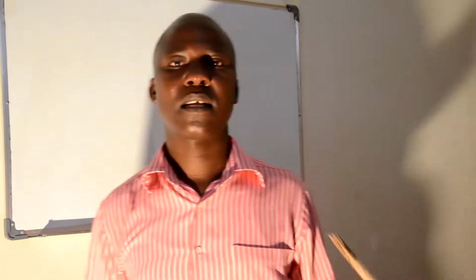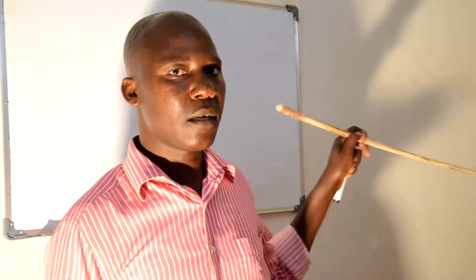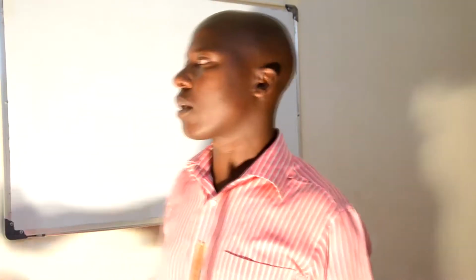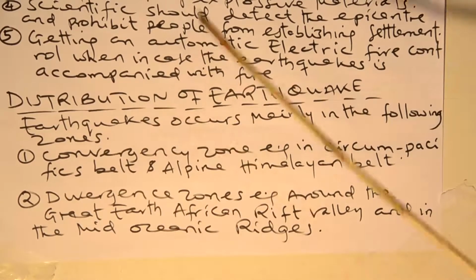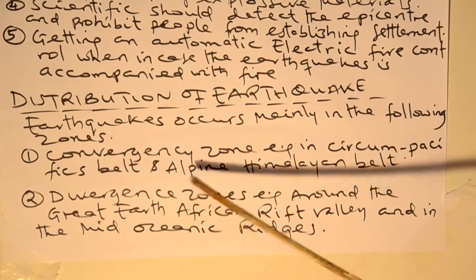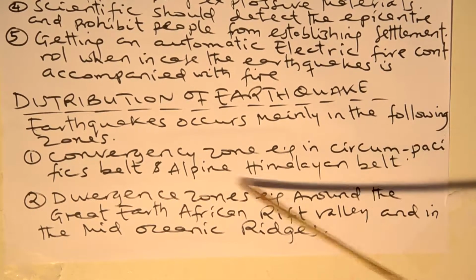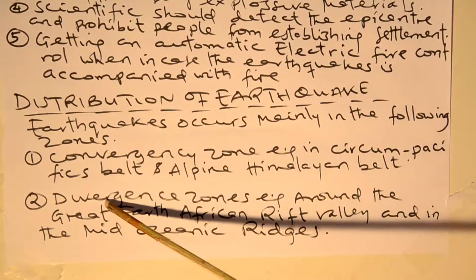But even Tanzania has some parts, for instance the area of the Great Rift Valley, Lake Tanganyika, which exists because of earthquakes. But here, the distribution is analyzed as below. First, earthquakes occur mainly in the following zones. First, the convergence zone, which is the Circum-Pacific belt and the Alpine Himalaya belt. These are most of the areas where they take place. Not only that, but also the area of divergence: convergence areas and divergence areas.